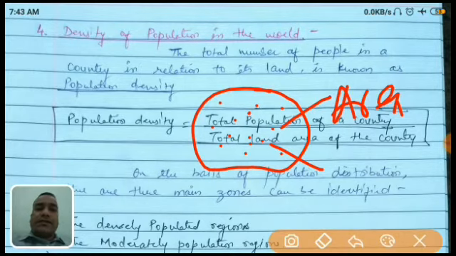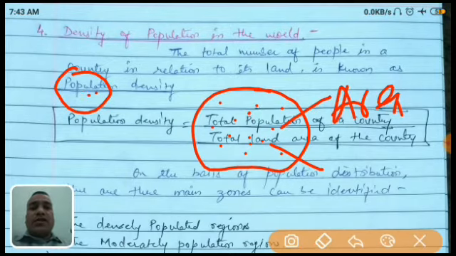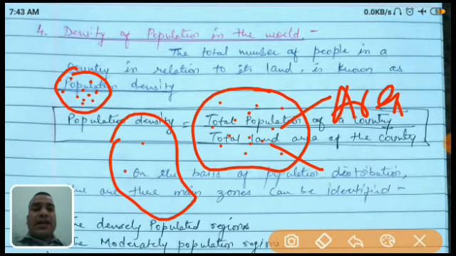I hope that is clear. Now, if the area is small and the population is very high, what will happen? Definitely the population density is very high. And if the area is very big and very few people are living, this is called low population density.